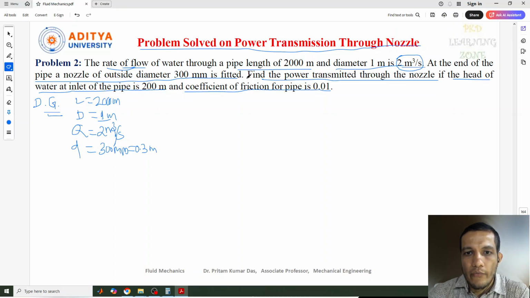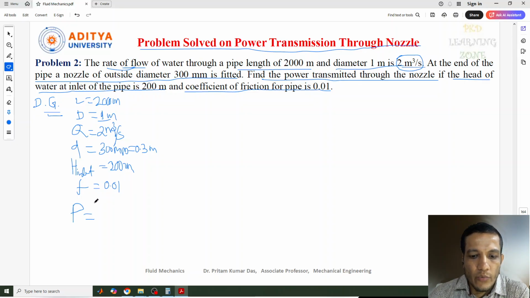We'll find the power transmitted through the nozzle if the head of water at the inlet of the pipe is 200 meter. So the head at the inlet is given as 200 meter, and the coefficient of friction of the pipe, F, is 0.01. And what we need to calculate here is the power transmitted.